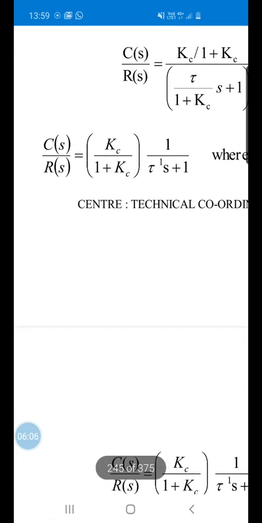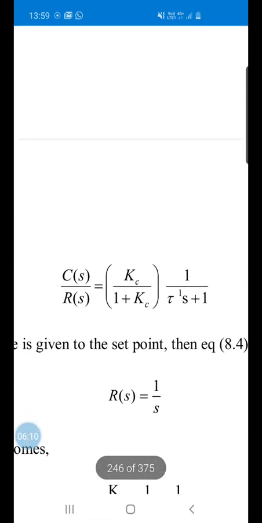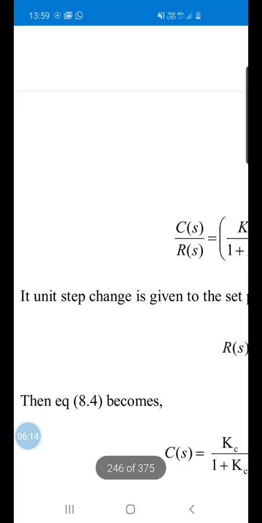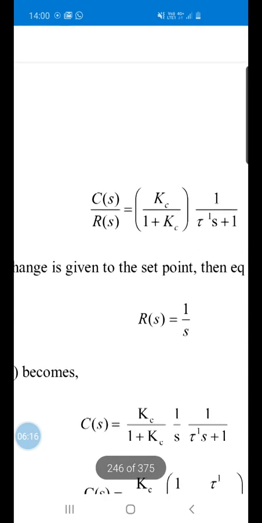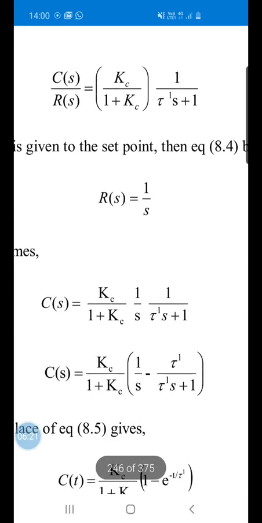So once you write this, then you can introduce the step change and find out its inverse Laplace. So now here we'll introduce a unit step change given to the set point. So R of s is equal to 1 by s. What does the equation become?